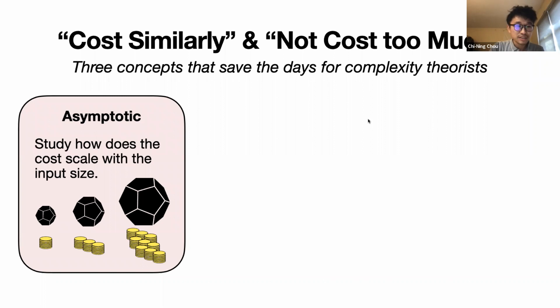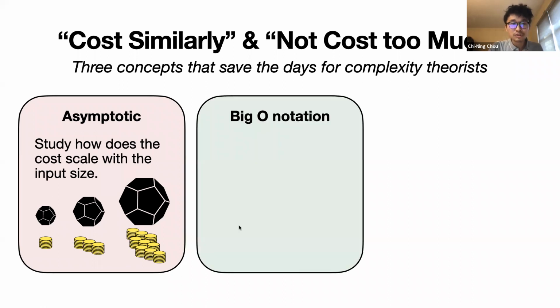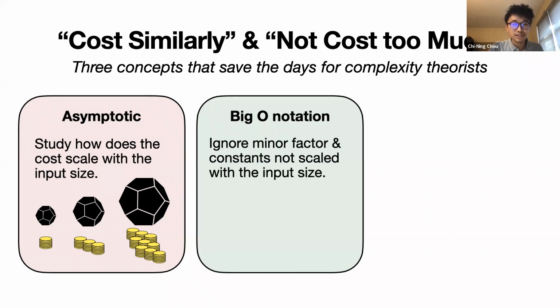We consider, for each input size, how much resource it costs, and we look at the scaling of the amount of resource needed by this computational problem. This is called asymptotic analysis. We also use big O notation to ignore minor factors or constants that do not scale with the input size, so that we can put different computational problems into the same complexity class.